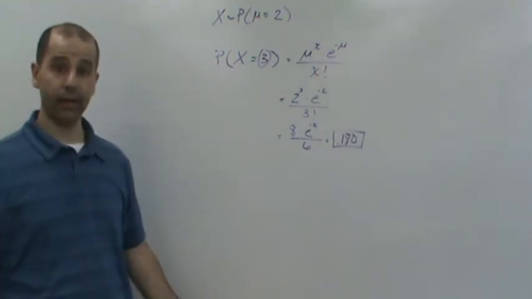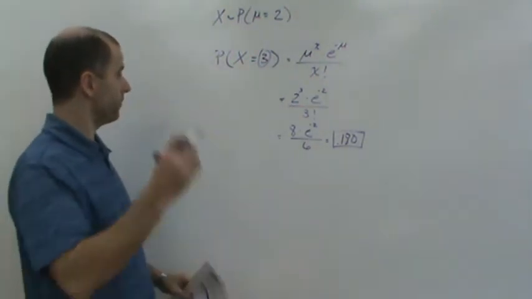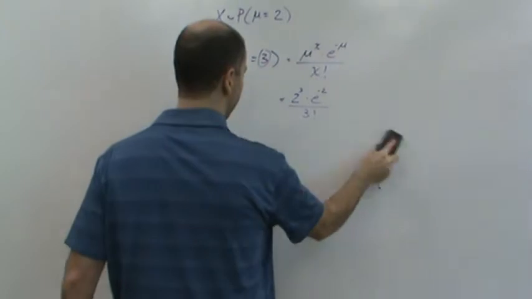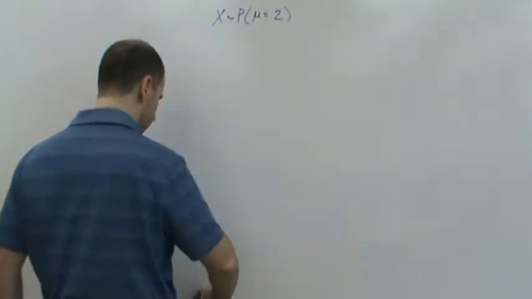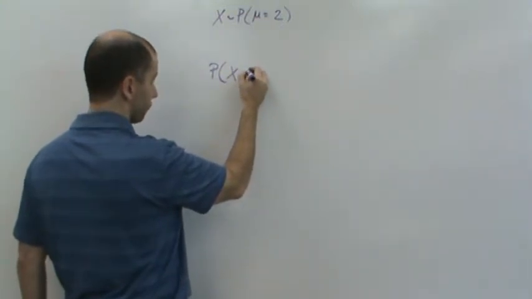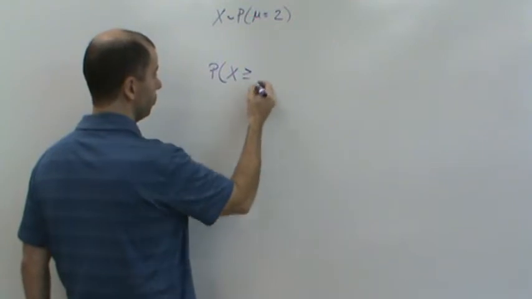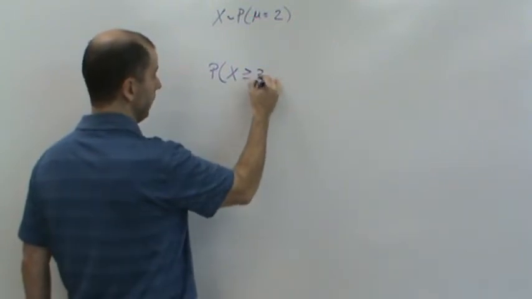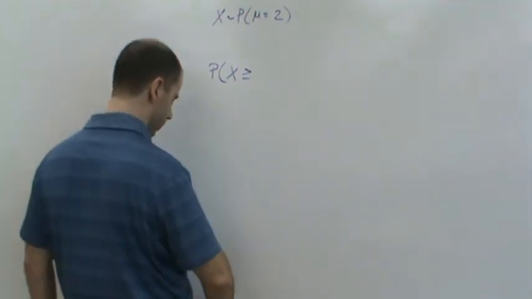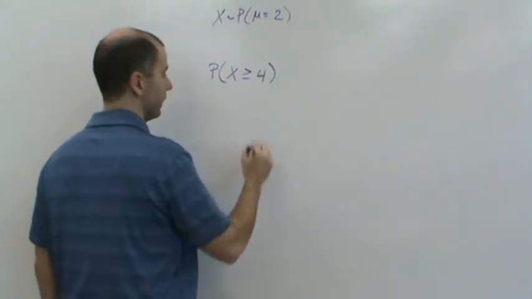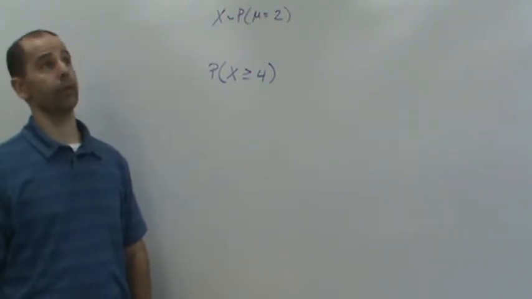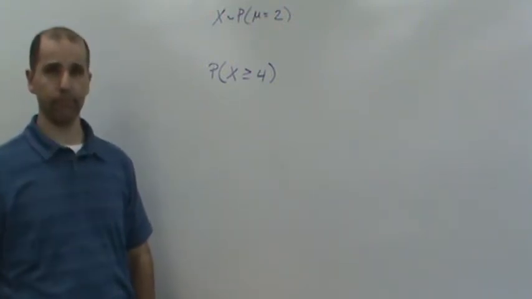Okay? That's it. So now, if I wanted to find the probability again, just like in the other example with the geometric, let's say I wanted to find out the probability that x is greater than or equal to 3. Well, let's say greater than or equal to 4. Okay, let's say greater than or equal to 4. Is that what we want? Yeah, let's do that.